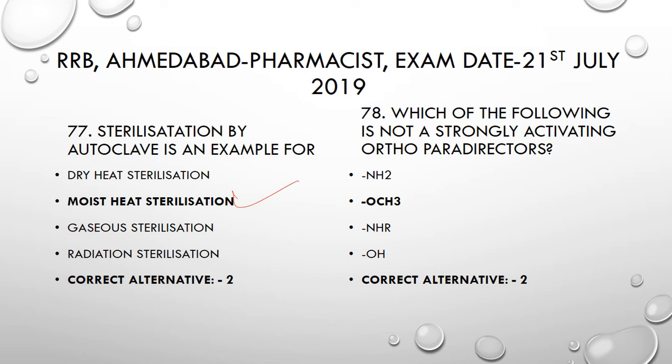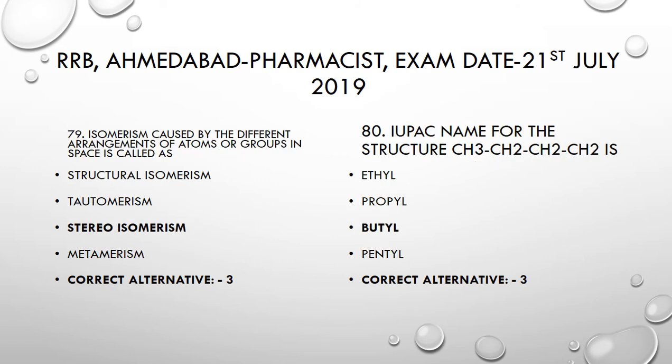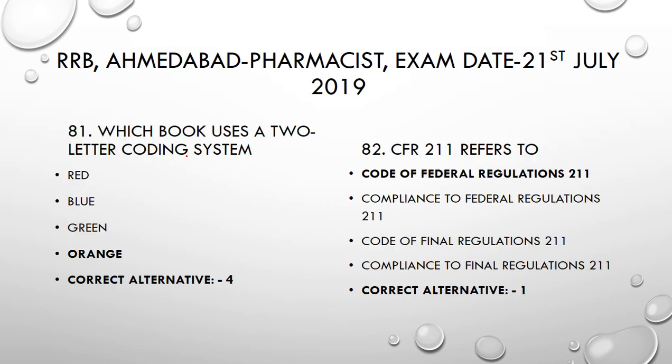Which of the following is not a strongly activating ortho-para director? That is OCH3. Isomerism caused by the different arrangement of atoms or groups in space is called stereoisomerism. IUPAC name for the structure CH3, CH2, CH2. Here 4 carbons, so butyl. If 3 carbons, then propyl. 2 means ethyl and 5 means pentyl. Which book uses a 2-letter coding system? That is Orange Book. CFR 211 refers to Code of Federal Regulations 211.